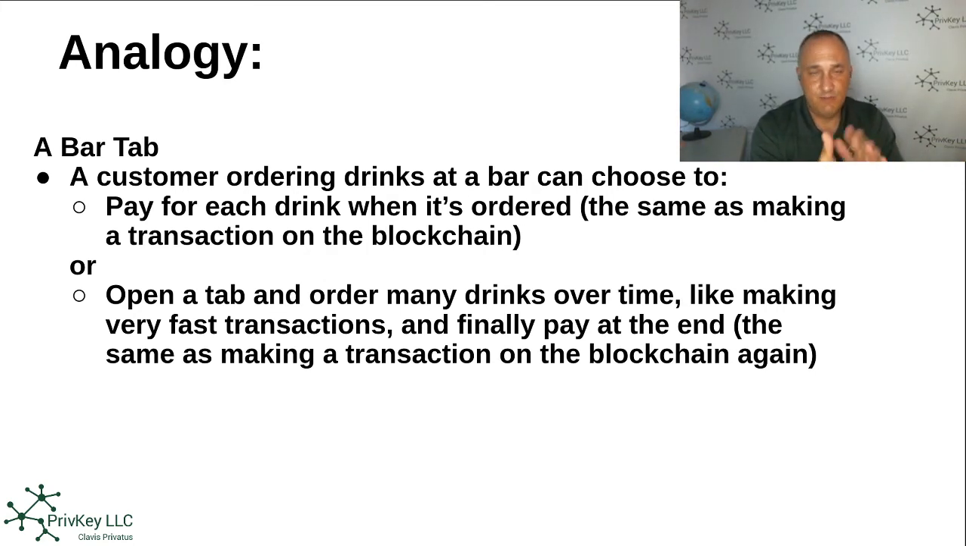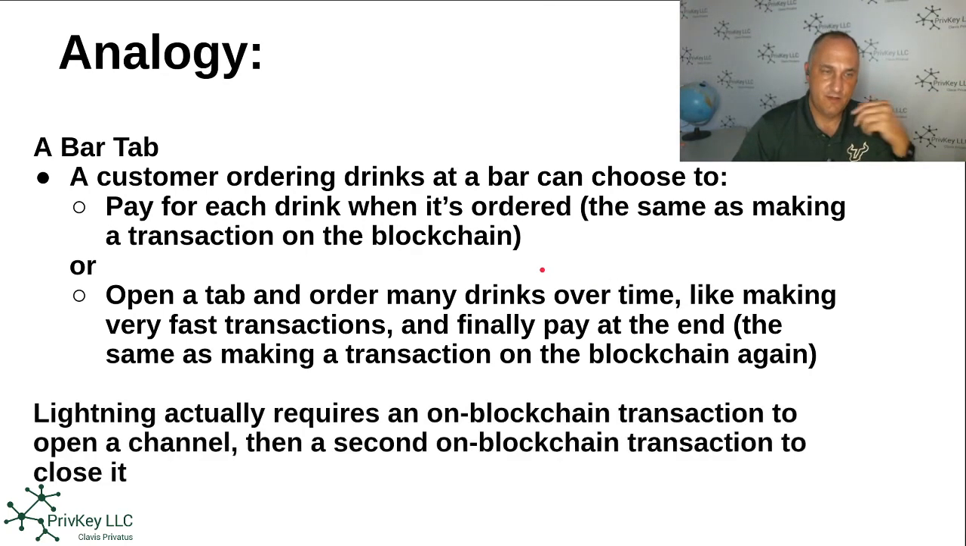At the end of the night, you tell the bartender, I'm done. Can you also order an Uber, charge the Uber to the card as well, because I'm drunk and I can't drive myself. So you can add those things to it. But at the very end, you have the second transaction, which finalizes or settles the order. Pays the bartender, and you get your Uber and go back home. So it requires an on-chain transaction, the first one, to open the channel, and the second one to close the channel.